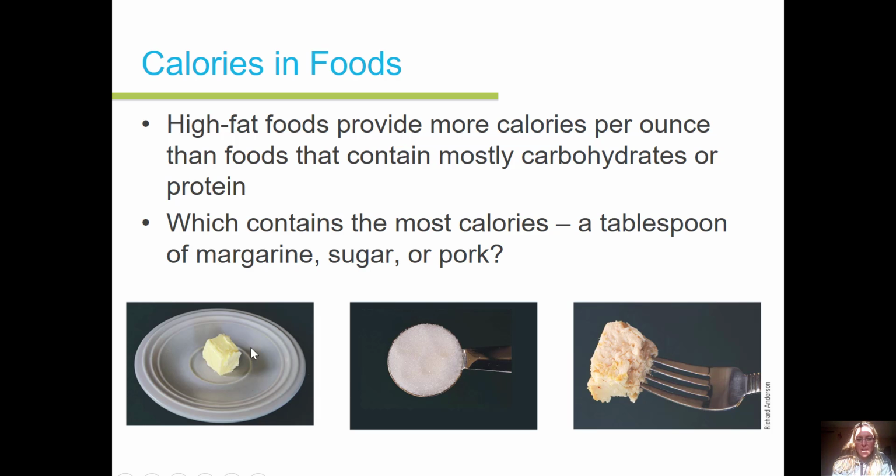You're looking at around 100 calories right here because fat has 9 calories per gram. This is primarily fat. So at 9 calories per gram, it's going to be higher than the sugar, which is primarily carbohydrate, only 4 calories per gram. So roughly you're looking at around 45, 46 calories. Pork, mostly protein, 4 calories per gram, so it's only around 40 calories. So definitely foods that are higher in fat are going to have more calories in them.